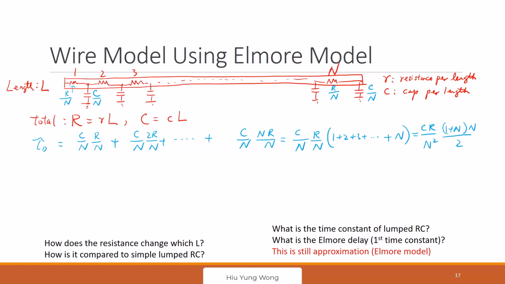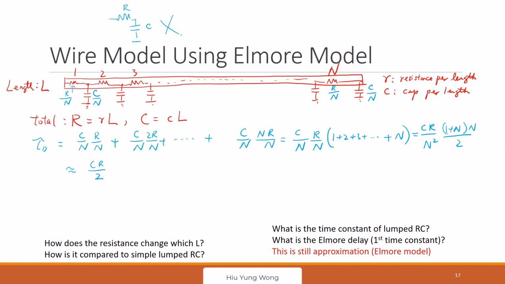We can make N very large, chopping into very small segments. Then the 1 is small, so N squared gets canceled out. This gives RC divided by 2. So the total time constant is RC over 2, where R and C are the total resistance and capacitance. Which is good. You see that if you don't treat it as distributed, and instead lump it into just one resistor and one capacitor, this is RC, which is wrong.